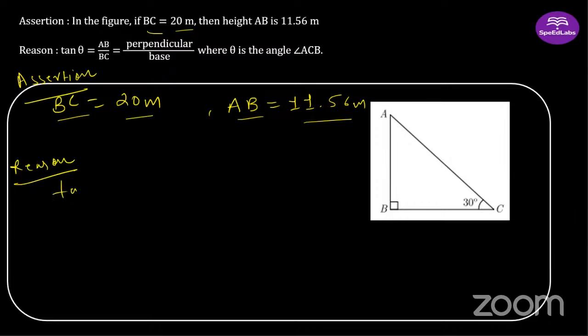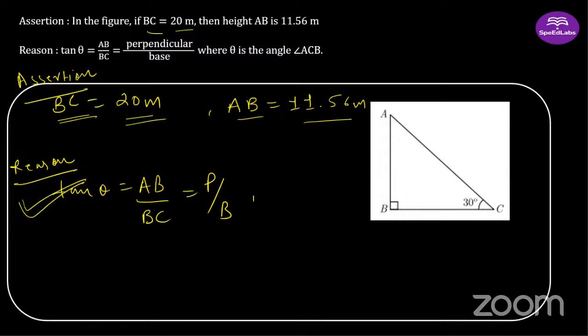that because tan theta is equal to AB upon BC, that is perpendicular upon base, and where theta is the angle. So this is the assertion they are claiming, and this is the reason that they are giving. So from your side, tan theta is AB upon BC, that is perpendicular upon base. Does this seem correct to you? Yes. Definitely the reason seems correct. Now go for the assertion.